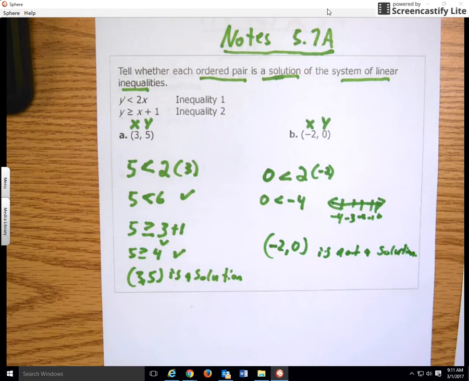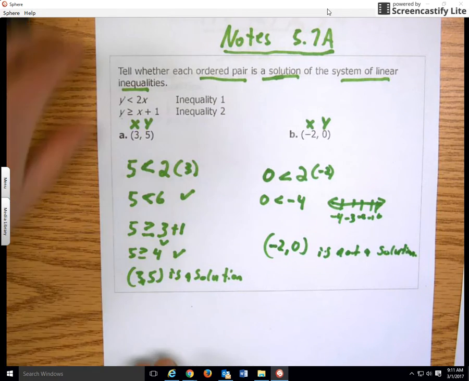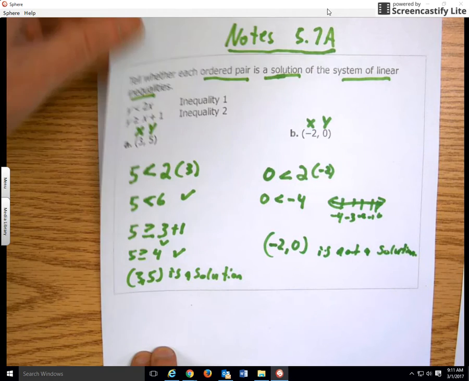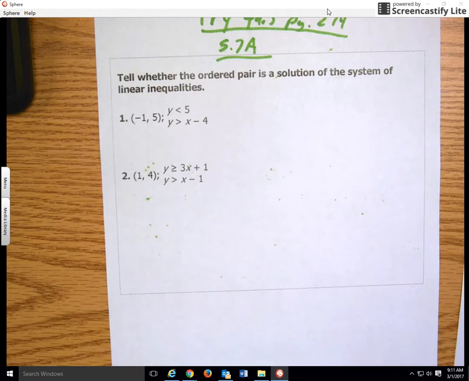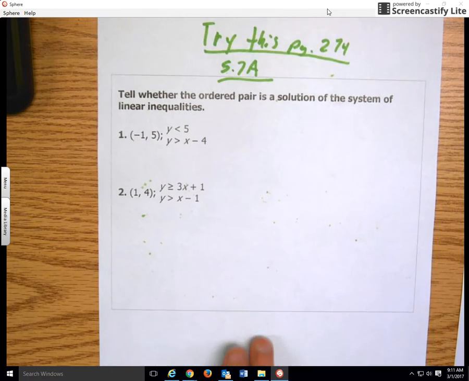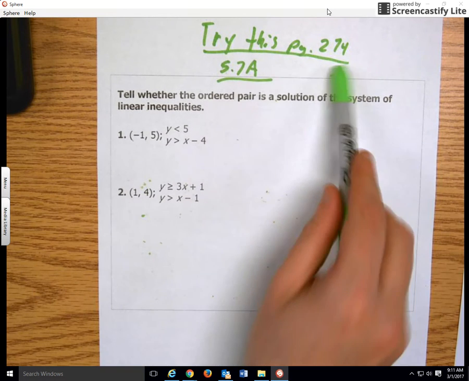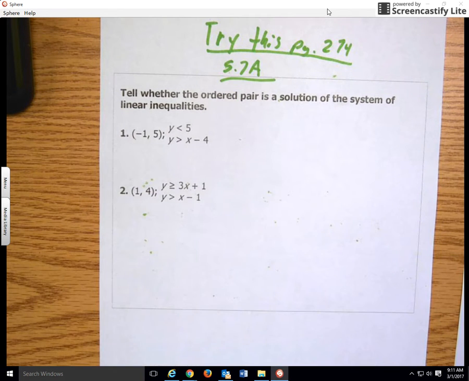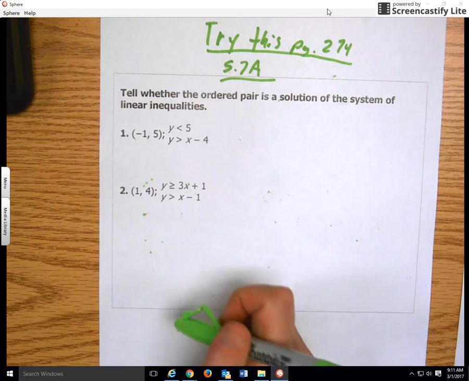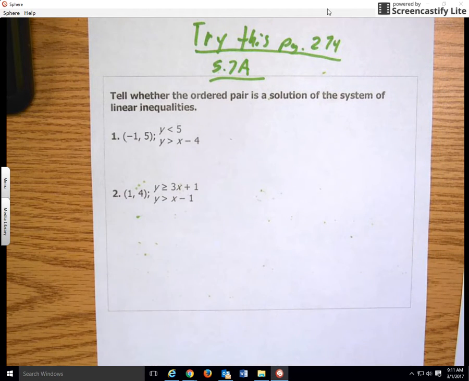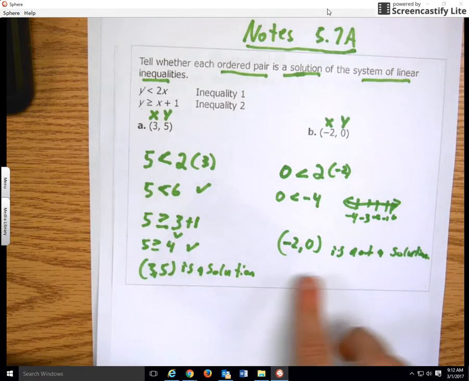Okay, if you need to watch this again, watch it again. Otherwise, it is your turn to give this a shot. Your turn to try it. In your journals, try this, page 274, 5.7a, so it's easily graded by me or my instructional aide. And let's go ahead and try these two, see if you understand it. The answer is either going to be it is a solution or it's not a solution. Go ahead and give it a try.